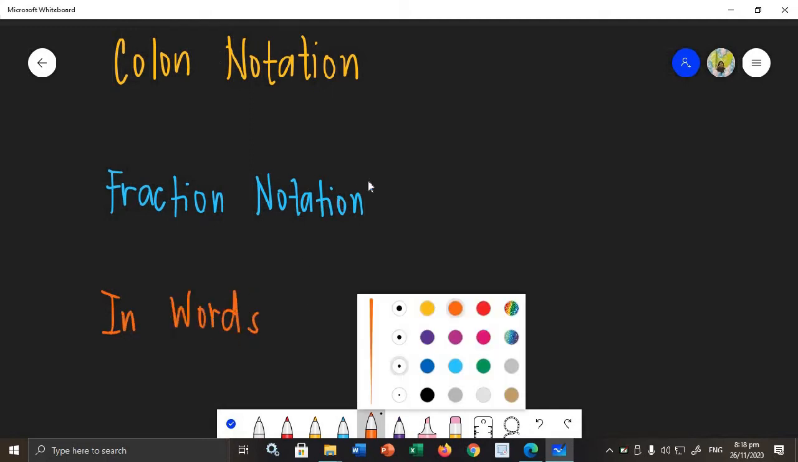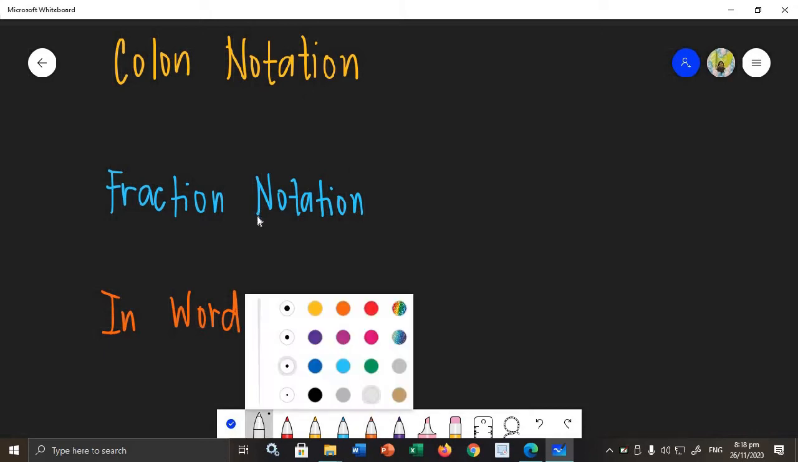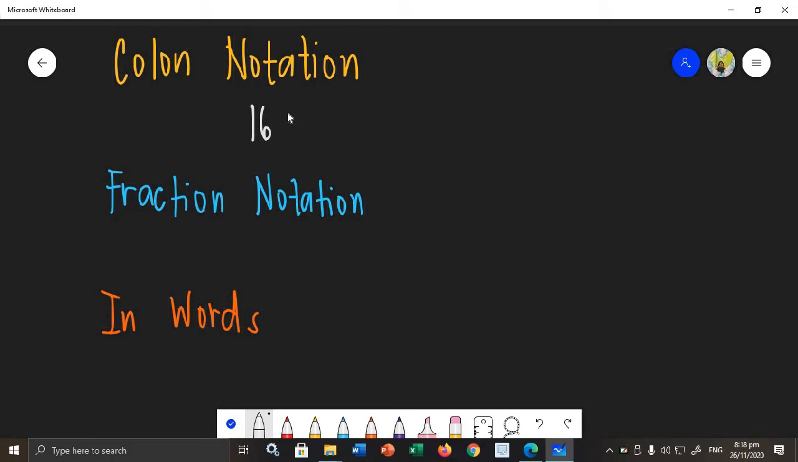Let's say I will give examples of ratio in colon notation, fraction notation, and in words, and then we will get the lowest term of that ratio. Let's say, for example, I have 16 is to 24. Observing this ratio that is written in colon notation, it is not yet in lowest term. So, we need to find the lowest term.